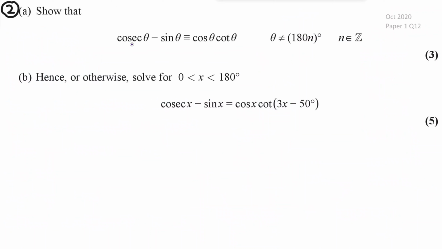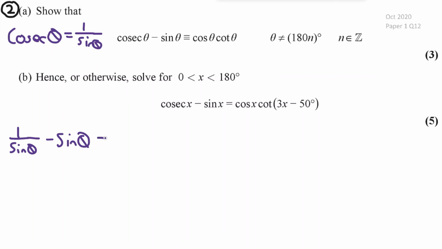So for question 2 part A, we first need to show this identity here. So let's start with this side here. Now the two tips I said for identities, the first one is to rewrite this just in terms of sin and cos, and as cosec theta is equal to 1 over sin theta, we're therefore going to rewrite this as 1 over sin theta minus sin theta, like this.